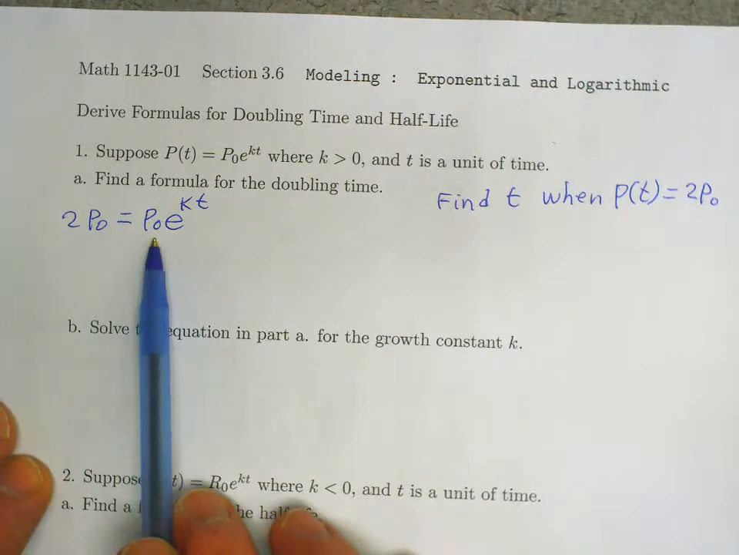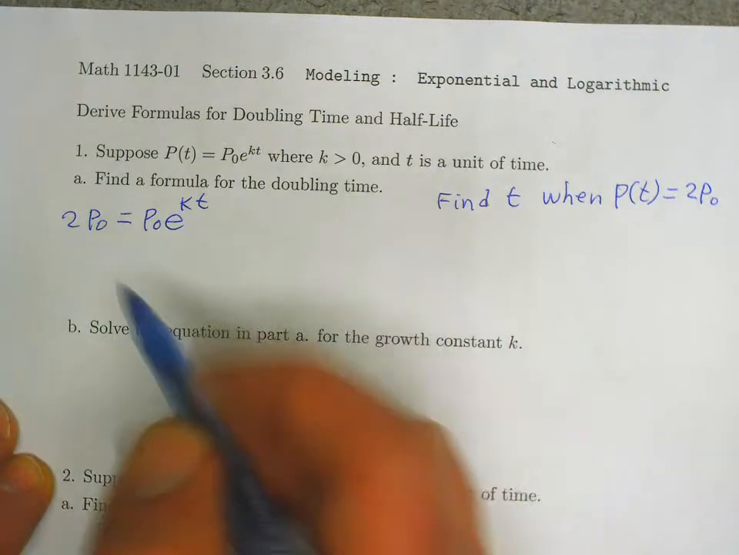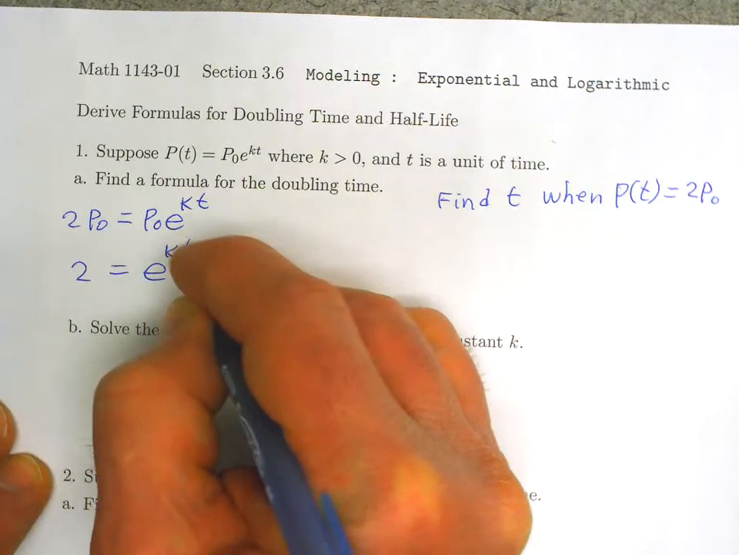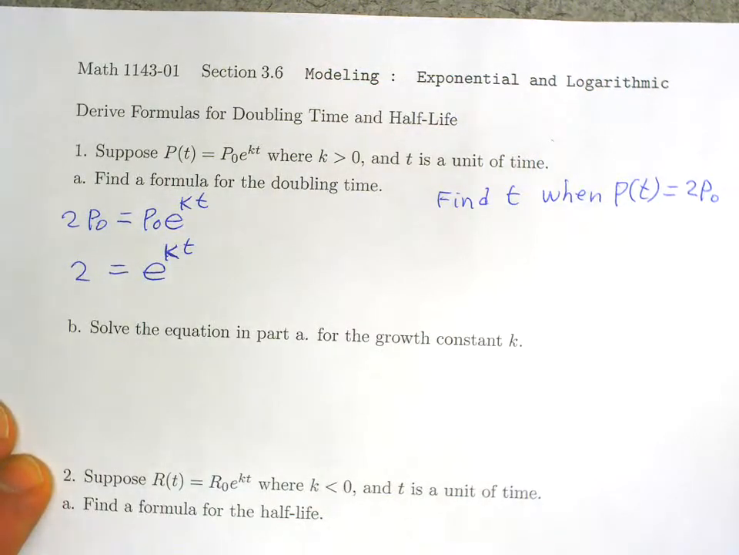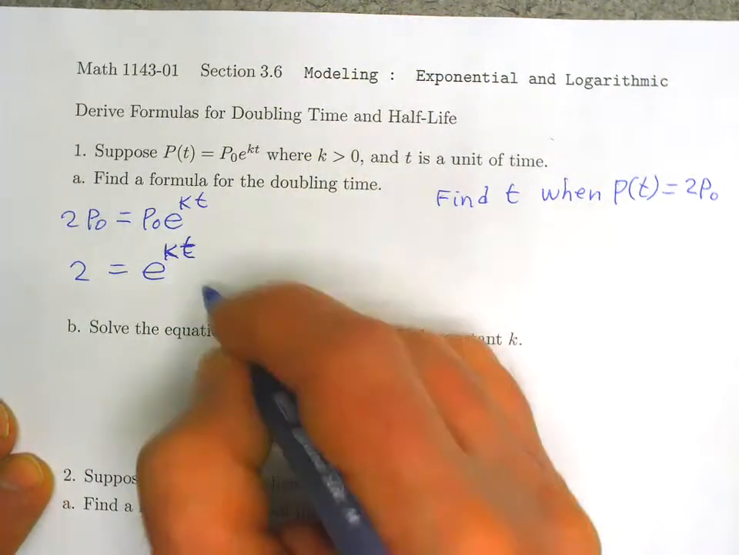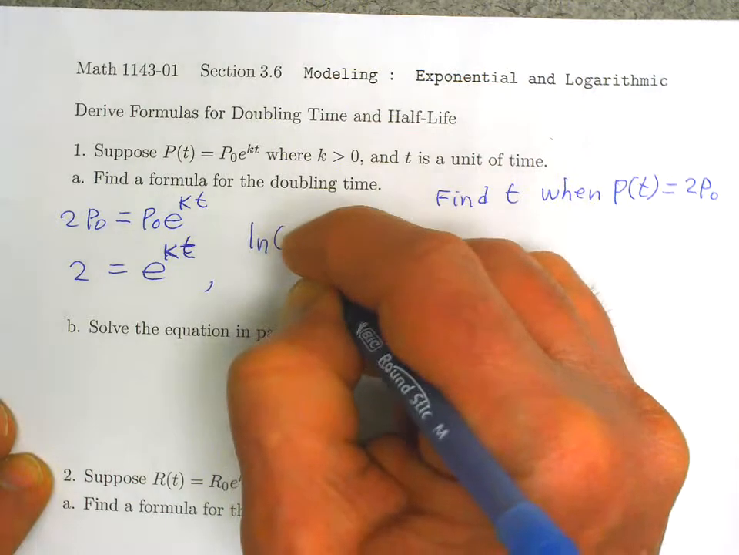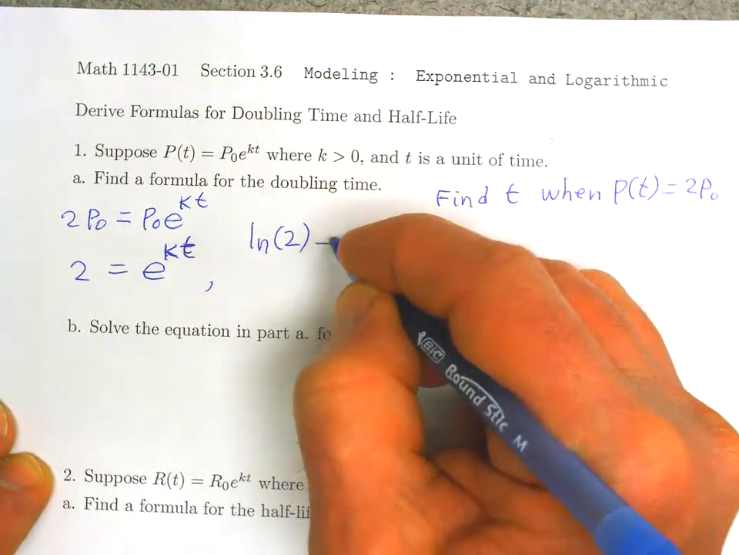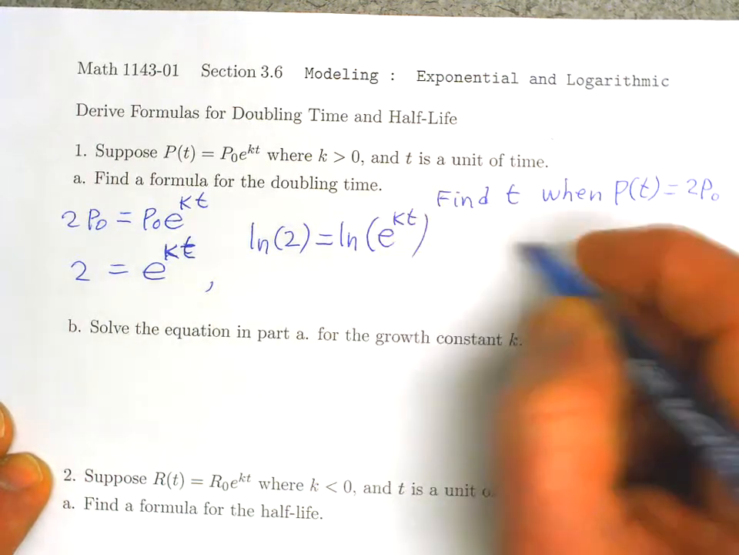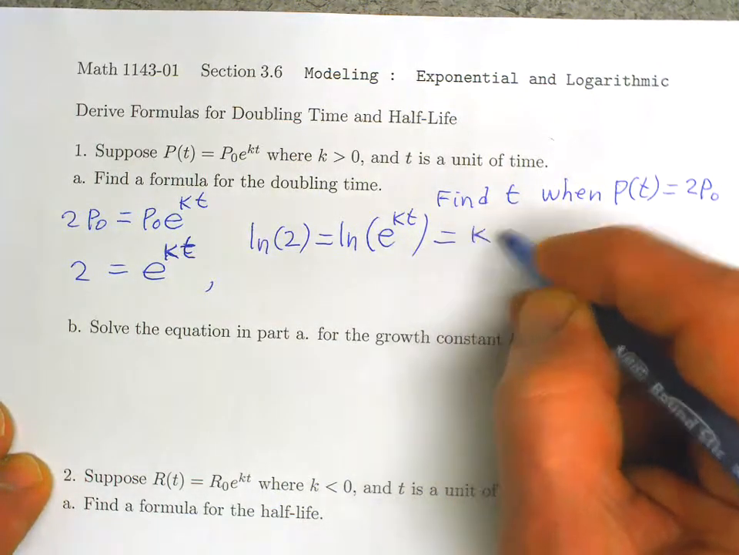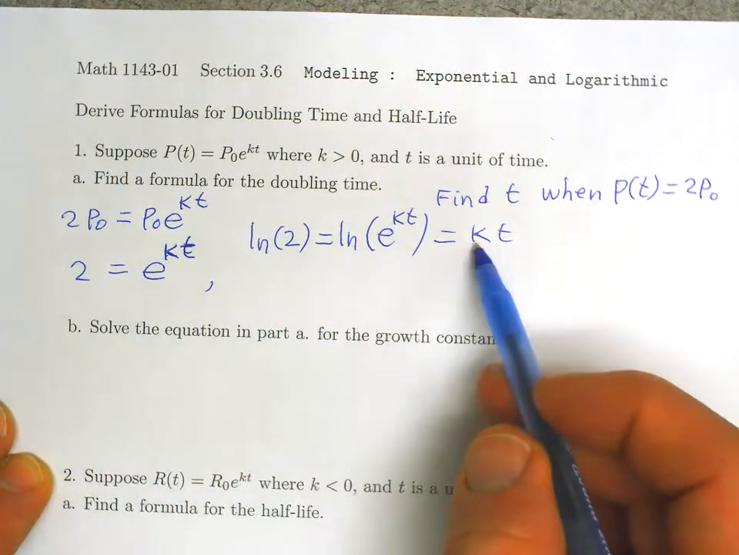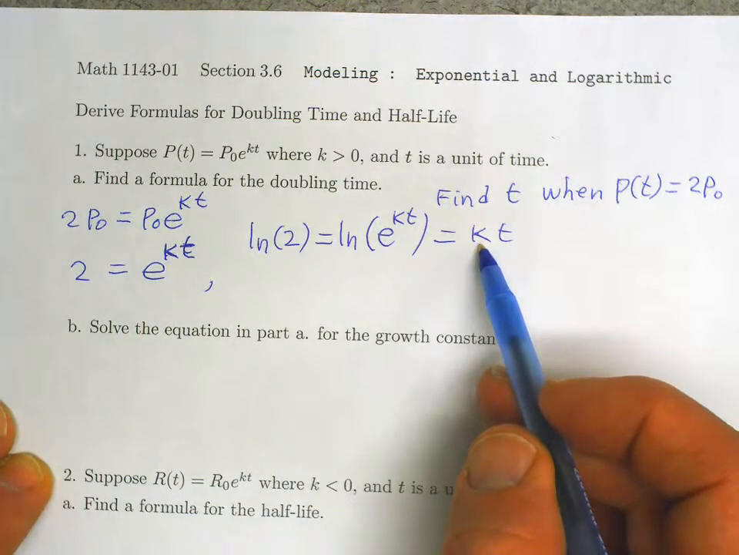So first divide both sides by P sub 0, and we get 2 equals e to the kt. We want to solve for t. T is part of the exponent, so we take the natural log of both sides. So the natural log of 2 equals the natural log of e to the kt, but that simplifies to kt. And so the doubling time is the natural log of 2 divided by the continuous growth constant k.